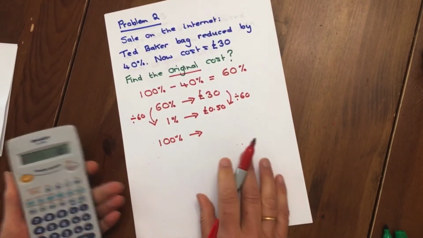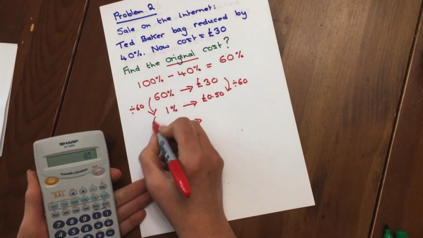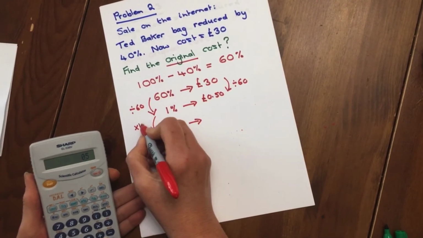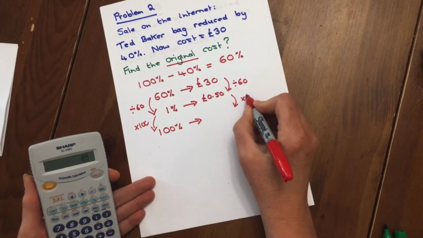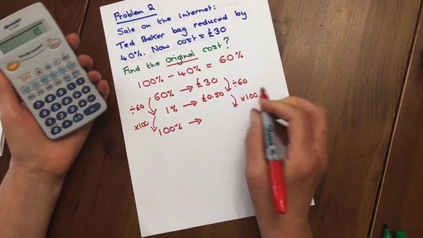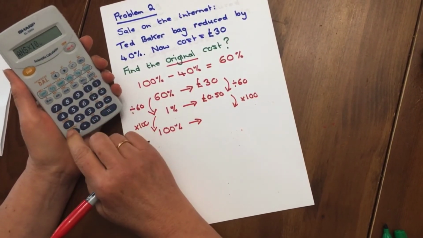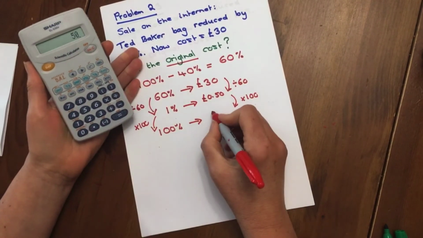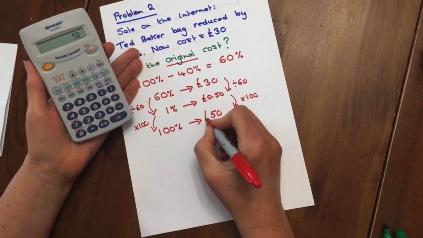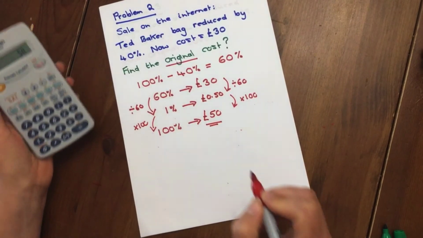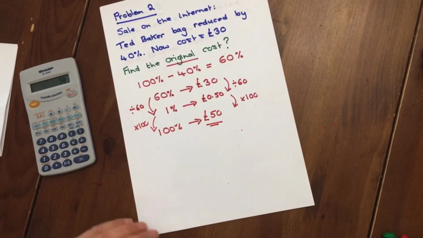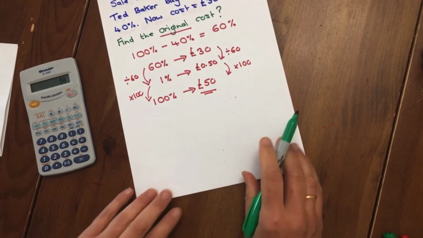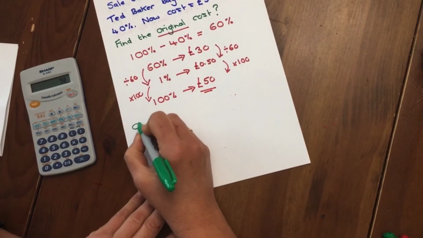Right, now I want to get to 100%. So I times 1 by 100 to get to 100. So I do the same to this side. I times by 100. So times by 100 on your calculator, and you will get £50. So my original cost was £50. Right, we can check this solution.